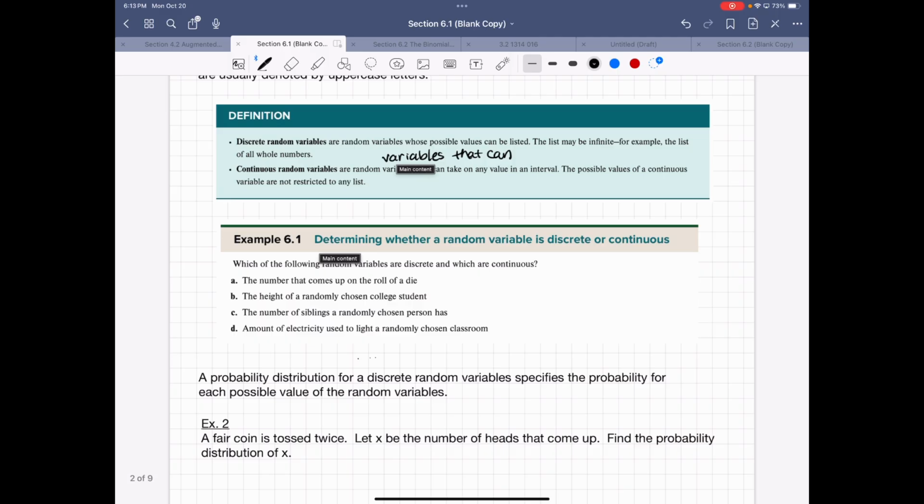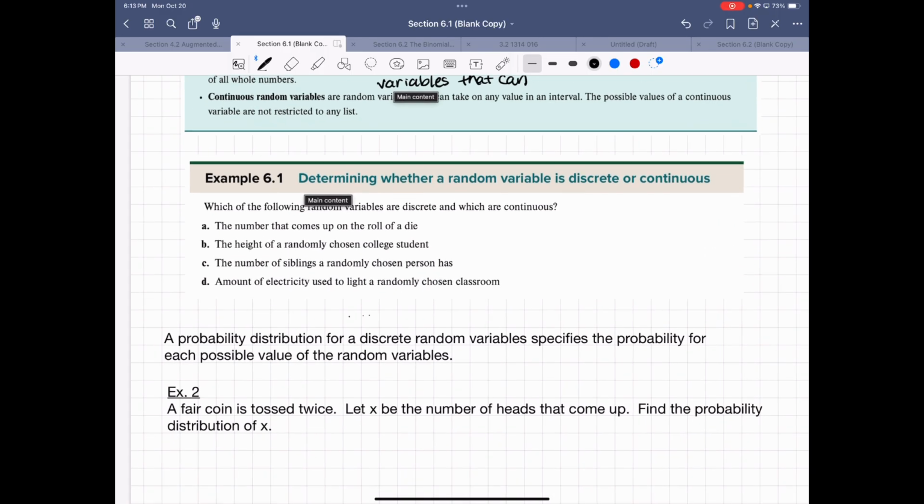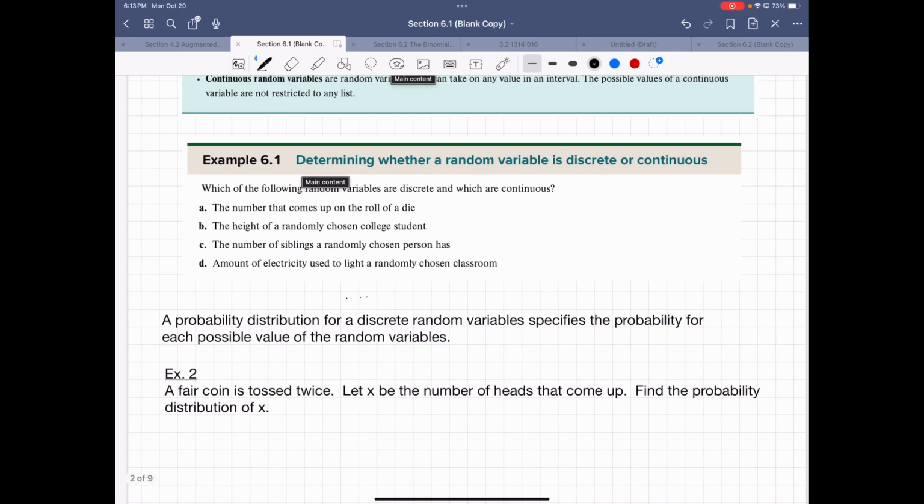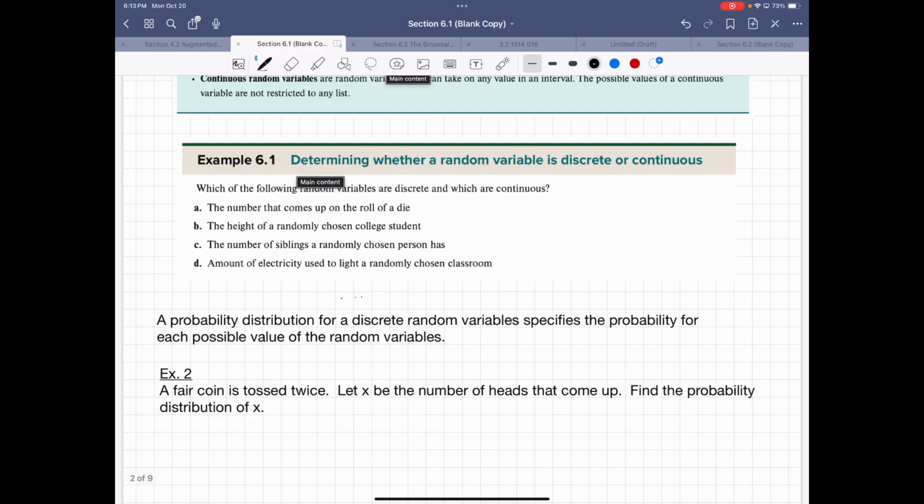So 6.1, it's pretty easy, it's pretty nice. I'm sure there will be homework questions like it. Which of the following random variables are discrete and which are continuous? So A says the number that comes up on the roll of a die. Is it discrete or is it continuous? It's discrete because we can list what could come up, right? It's going to be 1, 2, 3, 4, 5, or 6. So it is discrete.